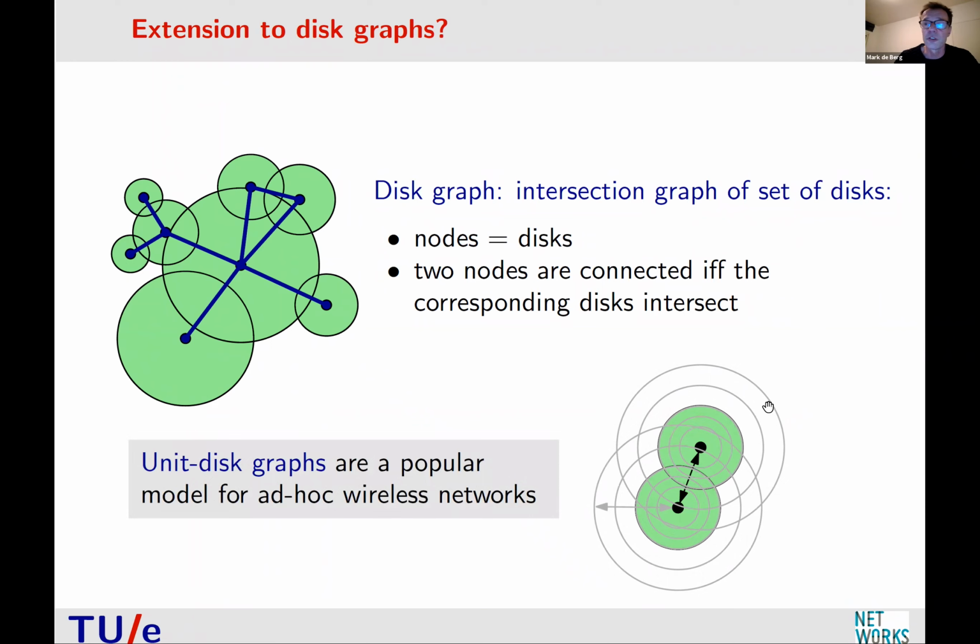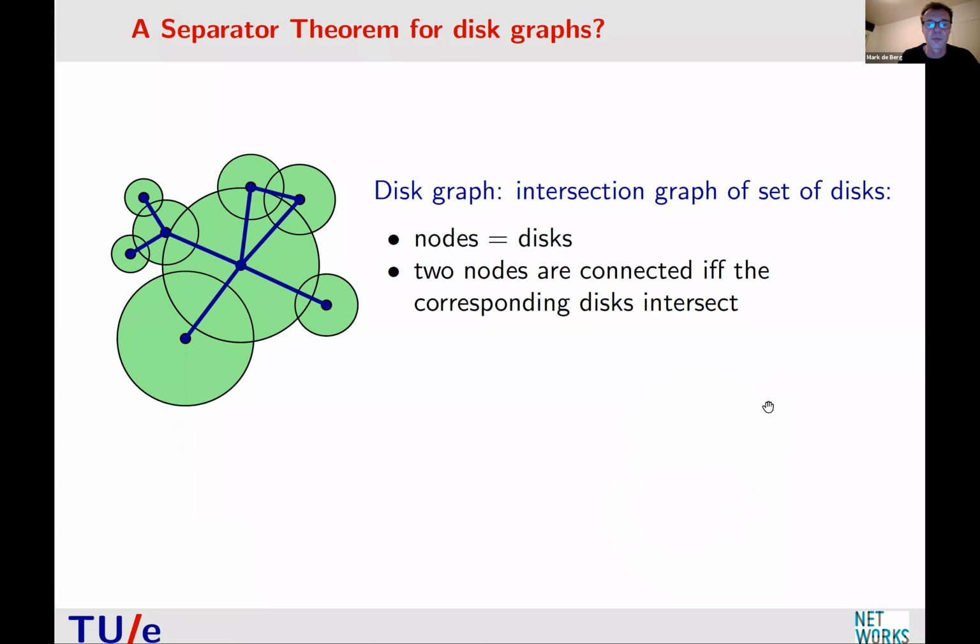And if all the disks have exactly the same size, the unit disks, then these graphs are a popular model for wireless networks, where the centers of the disks are wireless devices that can communicate when they're at a distance at most 1. Distance at most 1 means that the radius 1/2 disk centered at one intersects the radius 1/2 disk centered at the other. So these intersection graphs for unit disks have been studied quite a lot.